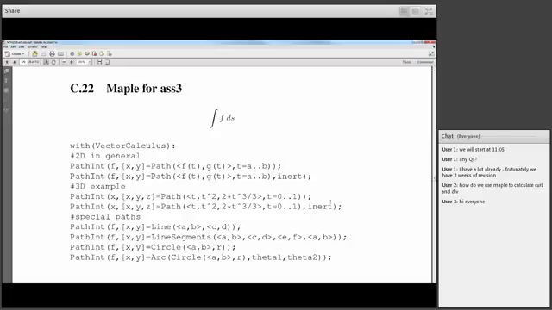This is more an actual example for 3D, which I've written down here. This is a path integral, the integral of x ds along a path with this parameterization where x equals t, y equals t squared, and z equals 2t cubed on 3, if you can read that.